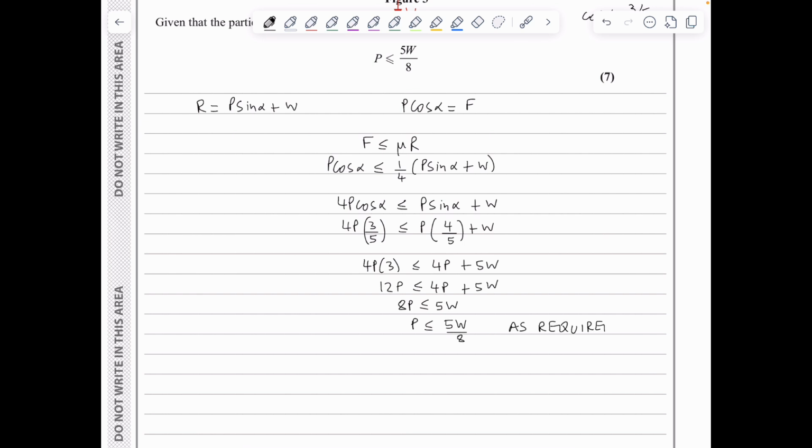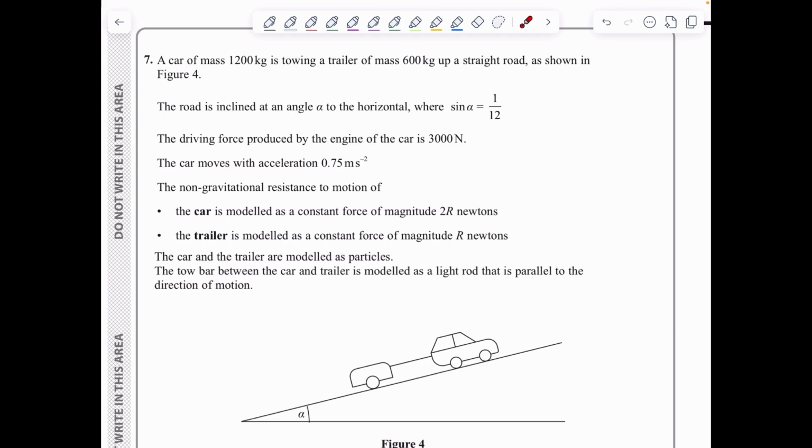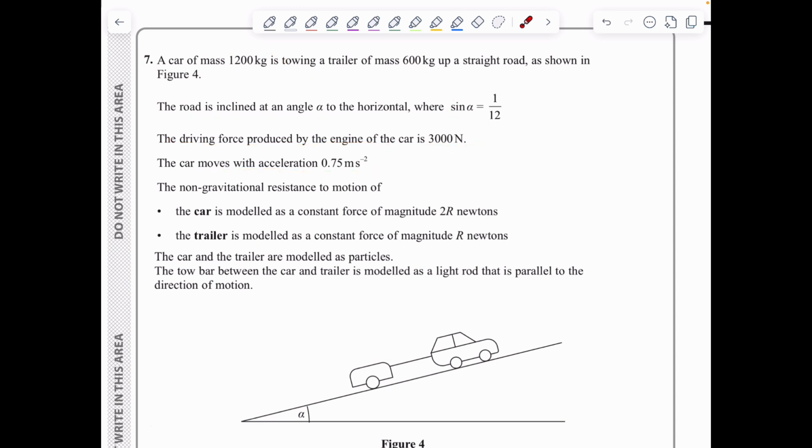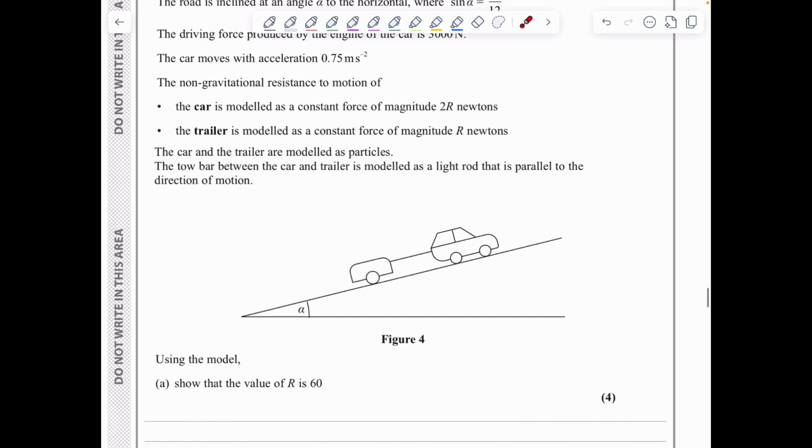5W/8 as required. In question 7, we've got a car of mass 1200 kilograms towing a trailer of mass 600 kilograms. The road is inclined at an angle alpha, with sine alpha being 1/12. The driving force produced by the engine of the car is 3000 newtons. The car is moving with an acceleration of 0.75 meters per square second. We are additionally told that the non-gravitational resistance to motion of the car has a magnitude of 2R newtons, while for the trailer it's R newtons.